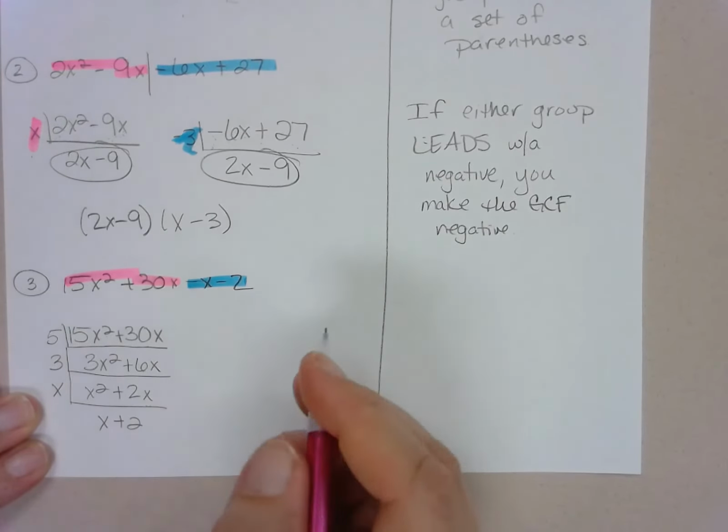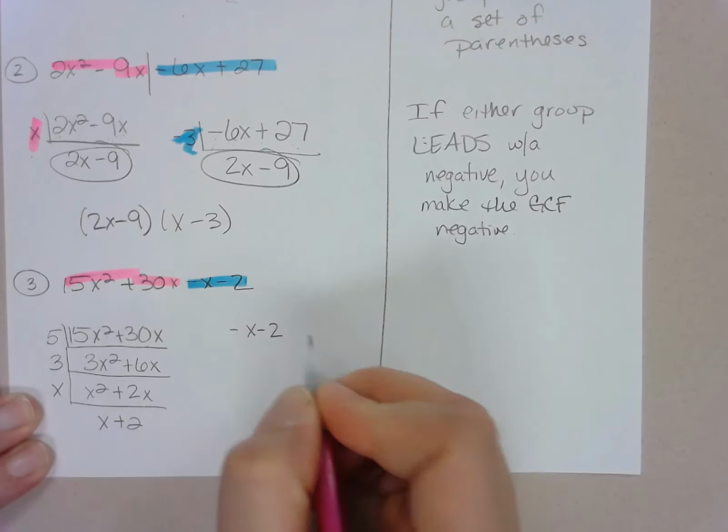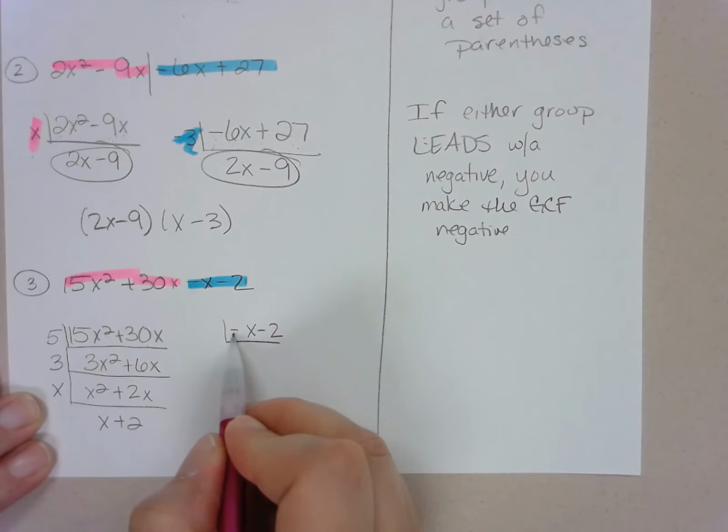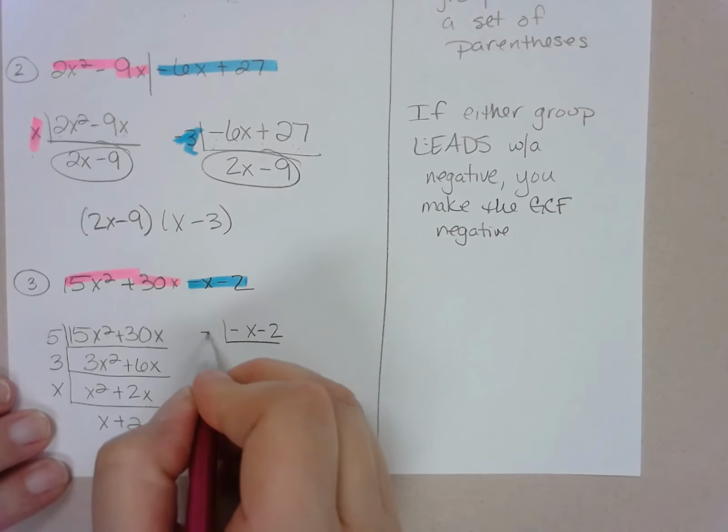Now, that second half of the problem is really tiny, negative x minus 2. And you look at that and you go, well, there's nothing in common. This is the only time that you're allowed to say that the only thing those have in common is a 1. So the greatest common factor is 1. Most of the time in a math class, we don't say that 1 is the greatest common factor because 1 is a factor of everything. Everything can be divided by 1. But when we're factoring, we want to go ahead and say, yeah, those only have a 1 in common. Also, this leads with a negative. So not only are we going to factor out a 1, we're going to factor out a negative 1.